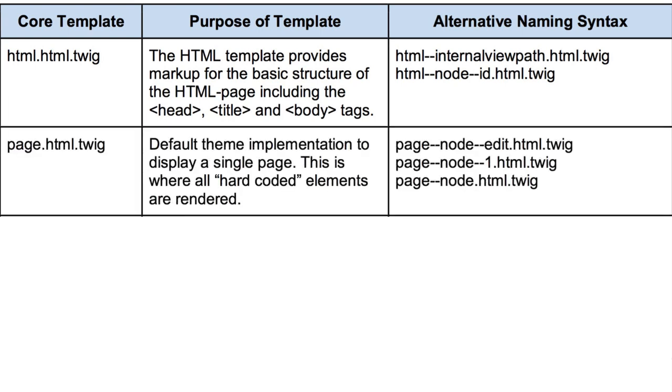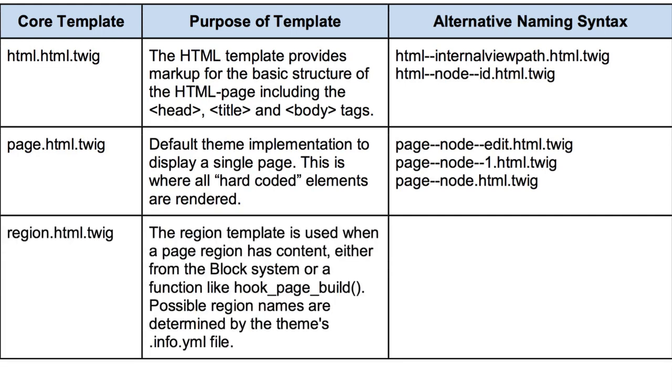Page.html.twig is the default theme implementation to display a single page. This is where all the hard-coded elements are rendered, and so this is one you'll actually change fairly often, and it's where you'll add all of your custom regions. So some alternate naming there: page-node-edit, node-1, or just page-node.html.twig.